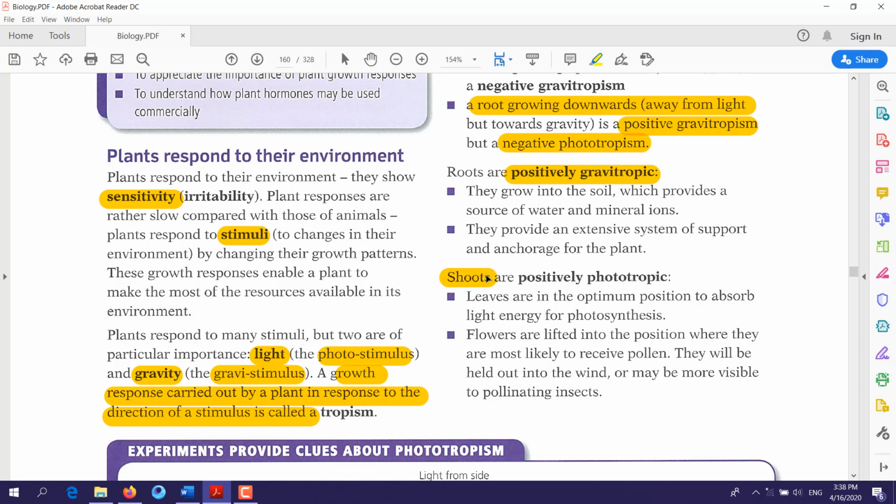Shoots, what do you mean by shoot here? It's the stem with leaves. Stem and leaves are positively phototropic. They are positive, why? Because they grow toward the direction of the sunlight. So leaves are in the optimum position to absorb light energy for photosynthesis. Flowers are lifted into the position where they are most likely to receive pollen.